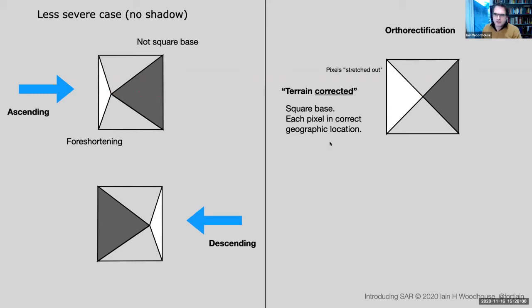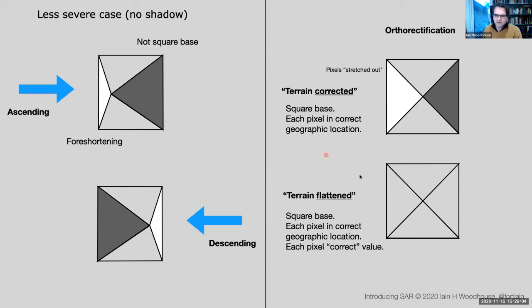Now, the other thing you can do is what's called terrain flattening. With terrain flattening, you have to make a big assumption, which is that you know what the relationship is between backscatter and incidence angle. So part of it is that these pixels are all bright here for 2 different reasons.